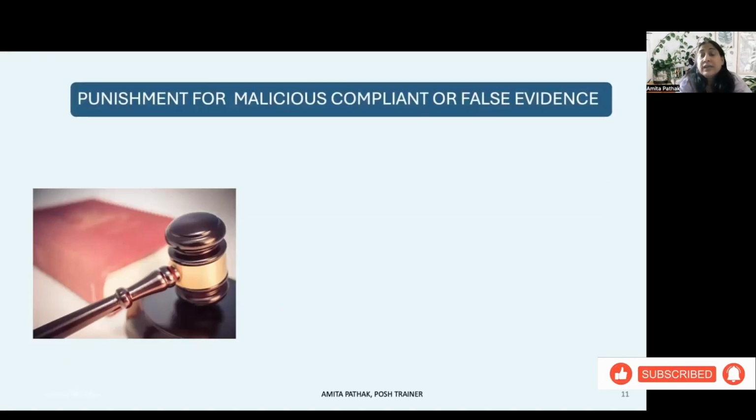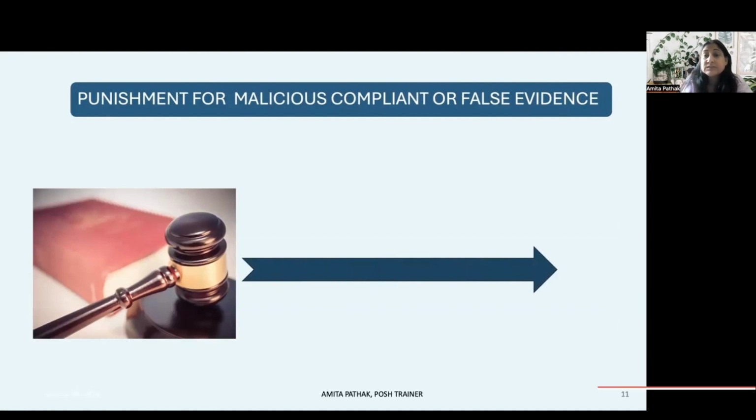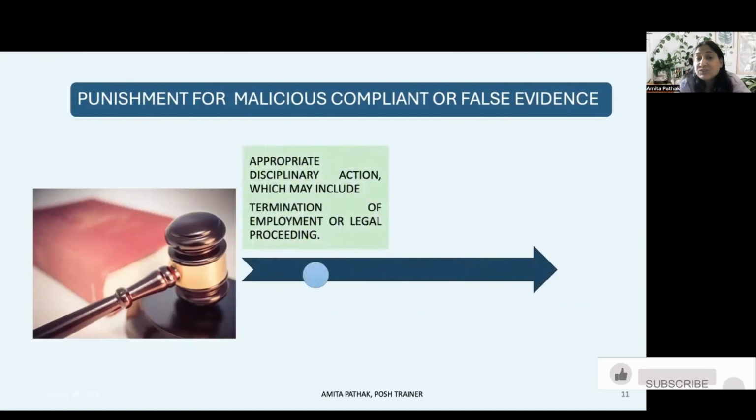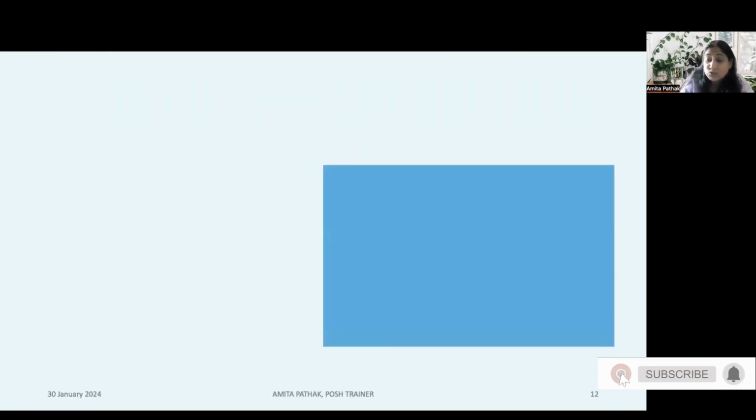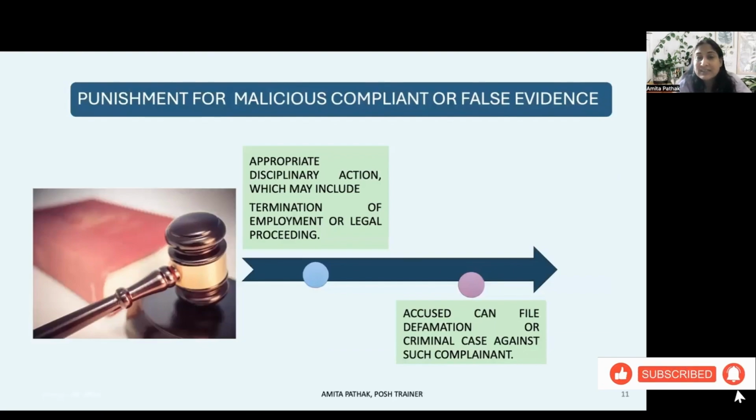Suppose the complaint is found irrelevant. So what is the punishment for a malicious complaint or false evidence given? Dear friends, appropriate disciplinary action, which may include termination of employment or legal proceedings, may happen. And the accused can file a defamation or a criminal case against such a complainant. So it's very important that whenever a woman raises a complaint, it should not be a malicious complaint. Otherwise, strict action may also be taken.